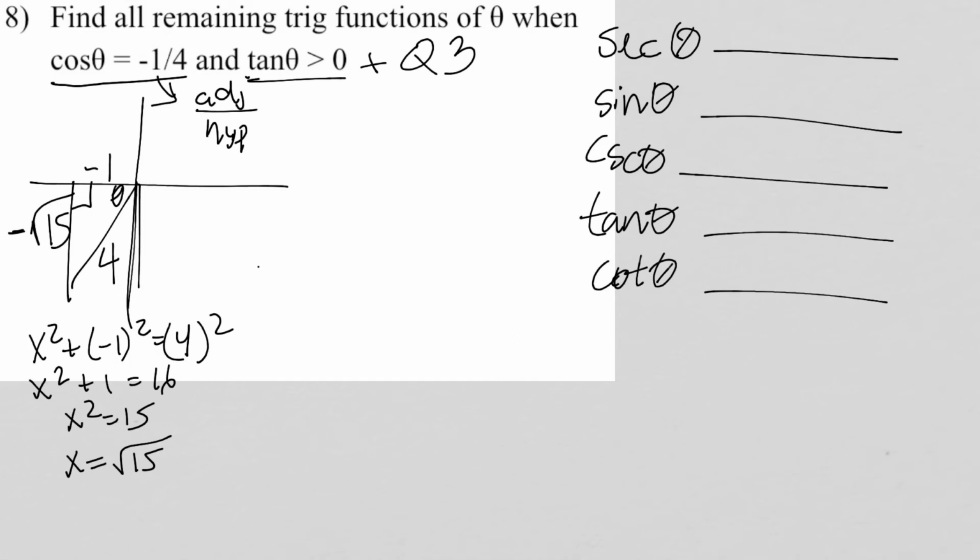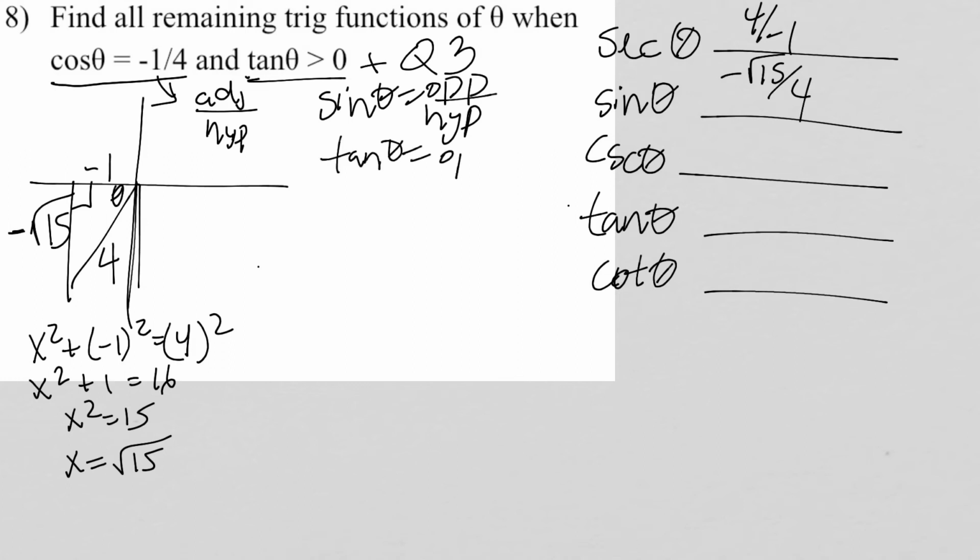All right, so let's do the reciprocal first of cosine, which is secant. So let's flip -1/4 around, so that would be 4 over -1 or -4. Let's do sine, and remember sine of an angle is opposite over hypotenuse. So what's opposite of that angle is -√15. Hypotenuse is 4. Let's go ahead and do tangent. Tangent is opposite over adjacent. The opposite side again is -√15 over -1. So that makes it positive √15.